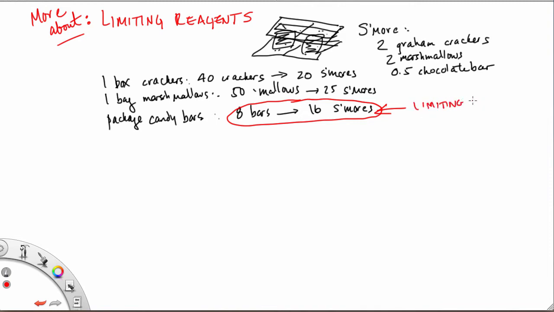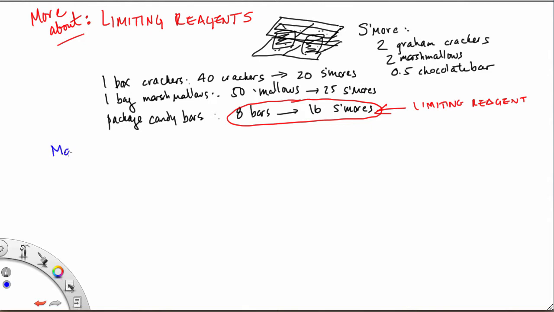It limits how much we can produce, and the other important thing to remember is it controls how much we can produce. And this is also true for chemical reactions. The limiting reagent in a chemical reaction is the ingredient that we have the least amount of, and it also controls how much product we make. So with that in mind, let's go through another example and see what else we can learn about limiting reagents.